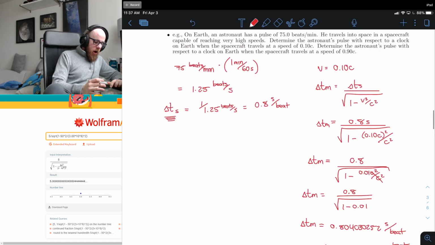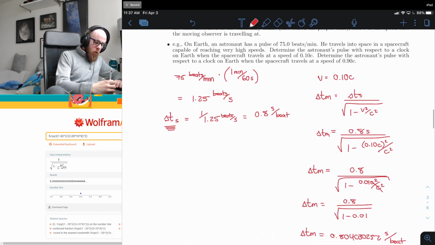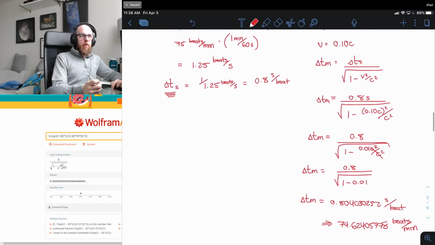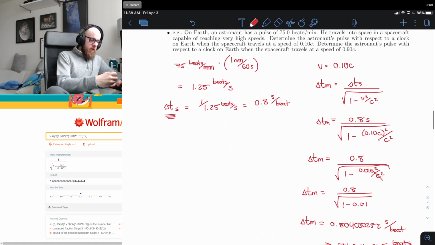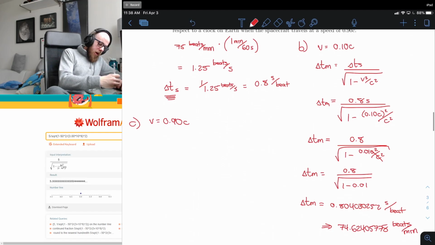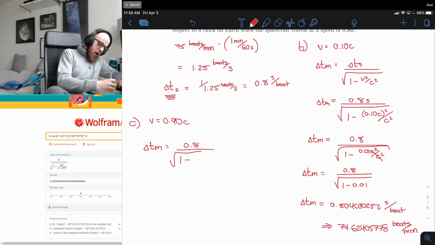So let's do one more example here. So it's the same question, but now the astronaut is traveling at 0.90 times the speed of light, so 90% the speed of light. So let's do this exact same calculation, but with the speed being 0.90 c instead. So this was B. For C, we're doing V is equal to 0.90 c. Okay. So same exact calculation, delta Tm is equal to 0.8 over the square root of 1 minus (0.90 c over c) squared.